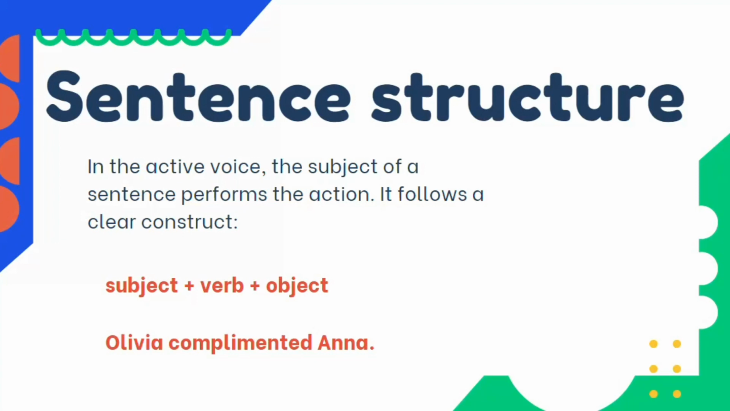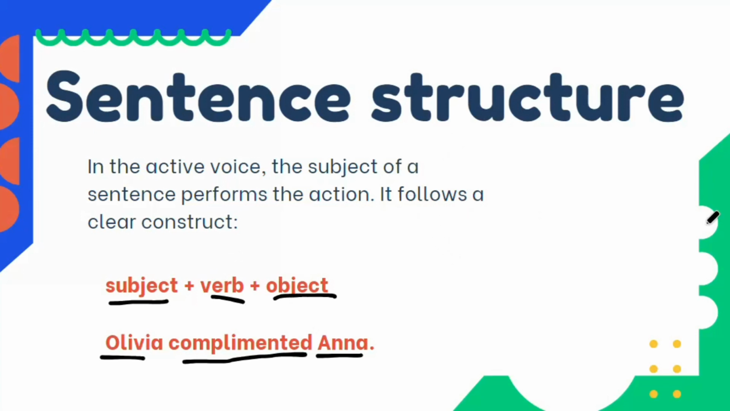Let's see the sentence structure of active voice. In the active voice, the subject of a sentence performs the action. It follows a clear construction that I have told you earlier as well. That's subject, verb, and object. Remember, objects are optional. Olivia complimented Anna. A simple example. If you want to see a sentence without an object, I can just give you this example.